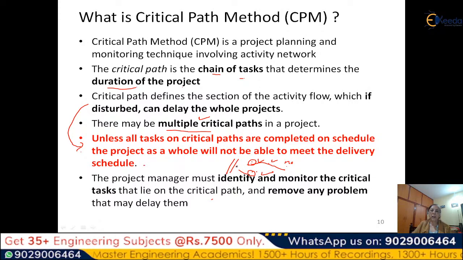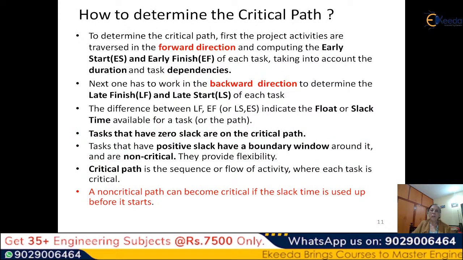So this is a thing that the project manager has to keep on doing. If you have a tool, you have a network, one path is critical at one point of time, then you take some action. After a week or so, after this action has been completed, you find that this has become non-critical, and another path which was non-critical has moved to critical, and something which was critical has moved to non-critical. So that is the meaning of the critical path method. How to determine the critical path? That is the next question. If I don't ask you, then you should be asking me.